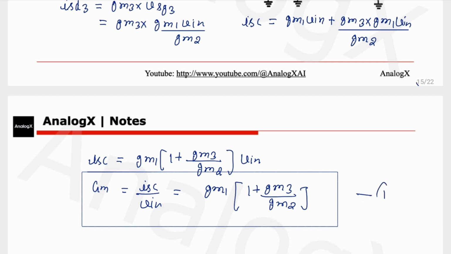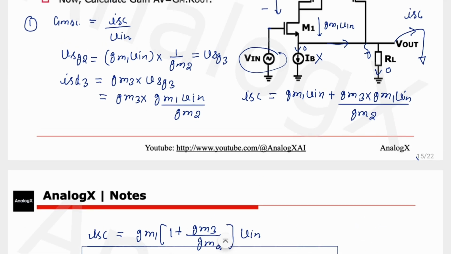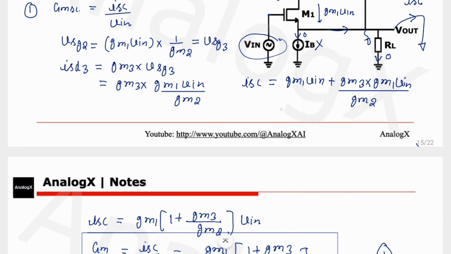Now in the second case we have to solve for output resistance.